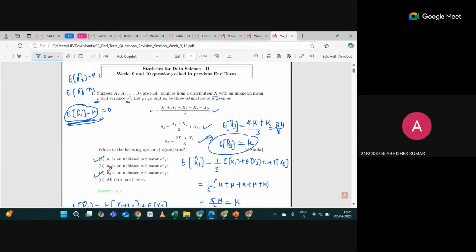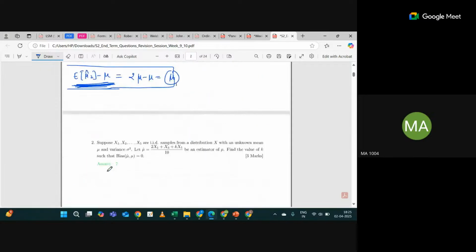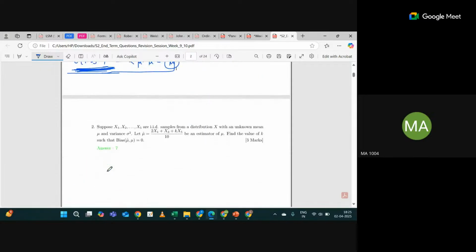Okay. Now I will quickly discuss question number 2 also, which is a similar concept. Suppose x1, x2, x5 are IID samples from distribution X with unknown mean mu and variance sigma square. We don't know mu. We have to estimate it, and we will estimate with the help of an estimator. So mu hat is defined like this. It's the estimator of mu. You have to find the value of k such that bias is 0. It is given that it is unbiased. Then you have to find the value of k.